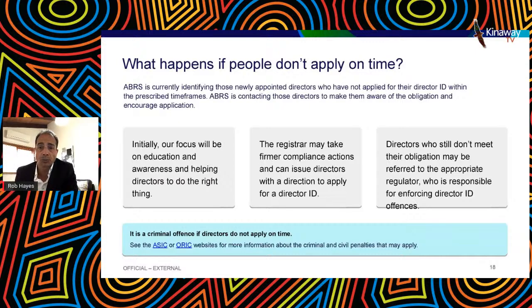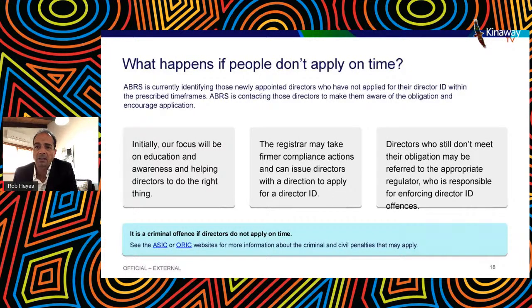Now, the ABRS is really looking to encourage directors to apply for their director ID. Our focus is really about educating, promoting, and creating that level of awareness across directors so that they are encouraged to apply. And the ABRS wants to help those directors who want to do the right thing. The ABRS may well take firmer compliance actions should directors ignore that encouragement or where we are detecting potential illegal activity as a result of the director ID regime and compliance activities.